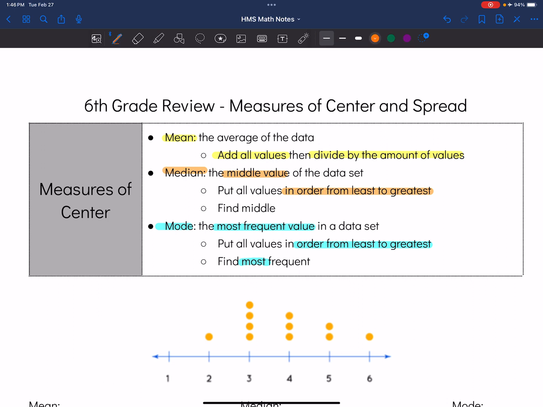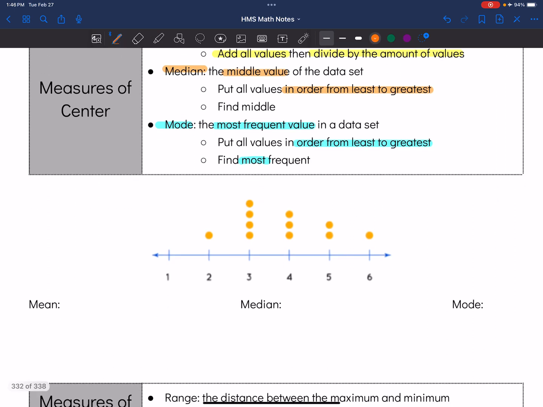Simple, yeah? So when I see a dot plot, the first thing I'm going to do is pull off that data. When I see one dot above the 2, that means there's one 2 in the data. I see 4 dots above the 3, that means there's 4 3s. 3 dots above the 4, so there are 3 4s, 2 5s, and 1 6. So now I've ordered them from least to greatest.